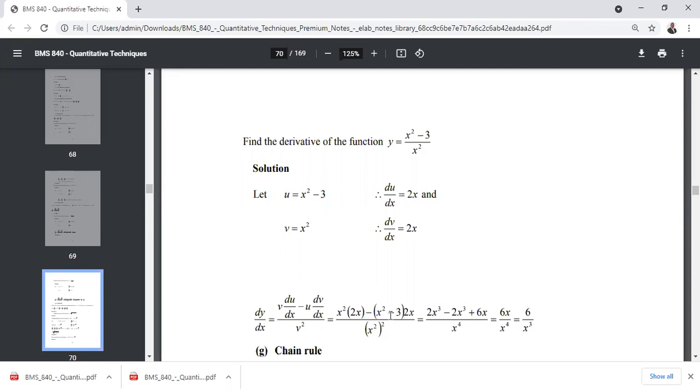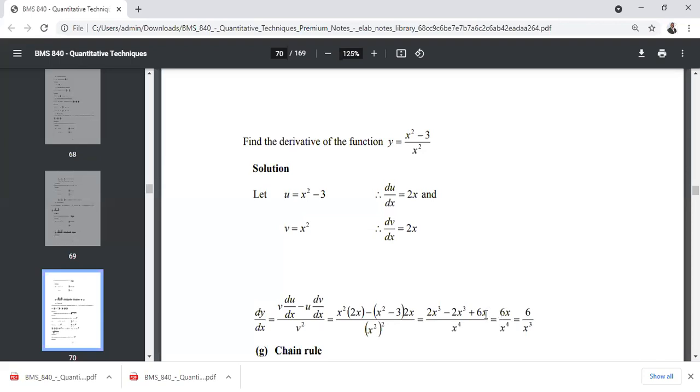Now we were supposed to open the bracket from behind because we have a 2x. So we multiply inside first. So this will be 2x squared minus 6x. Then we open the bracket. If you open the bracket, we are going to have minus 2x cubed, minus multiplied by minus is plus, so we are going to have plus 6x. So that is what we have here.